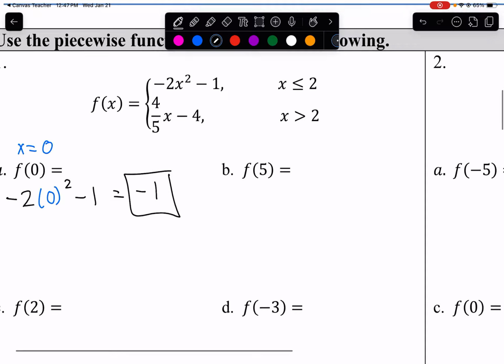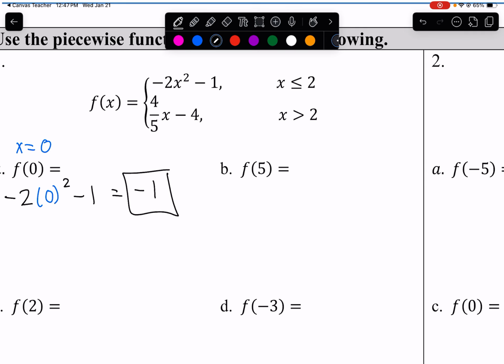Then we're doing f of 5. So we look, are we going to use the first equation or the second equation? Well, is 5 less than or equal to 2? That is false. Is 5 greater than 2? That is true, so I'm going to use my second equation. So I've got 4/5 open parenthesis times 5, and then minus 4.